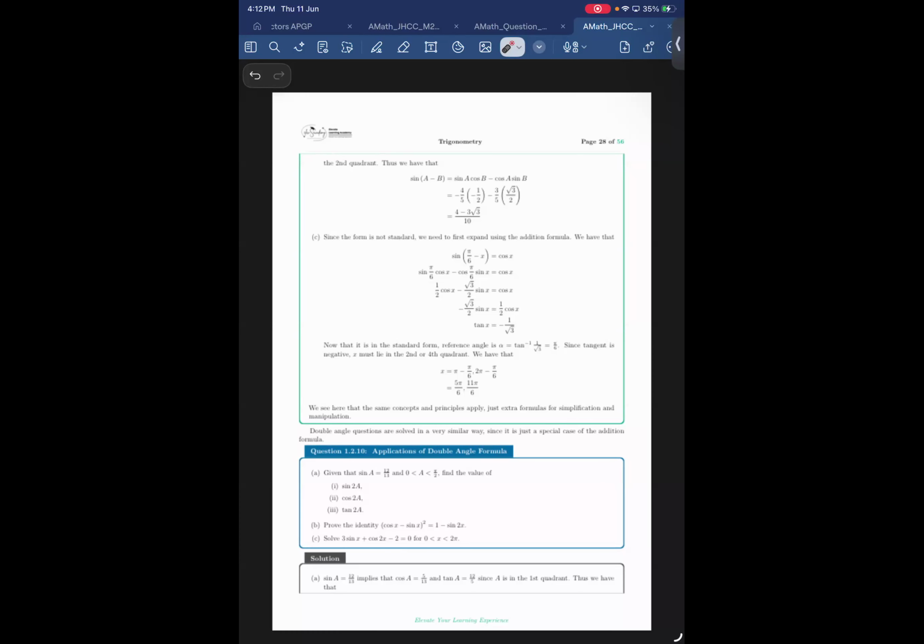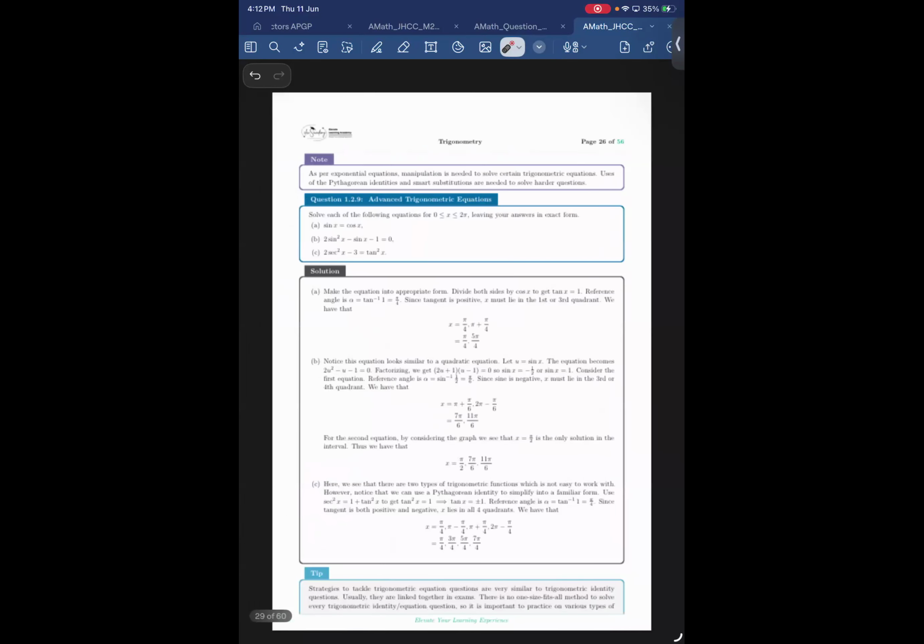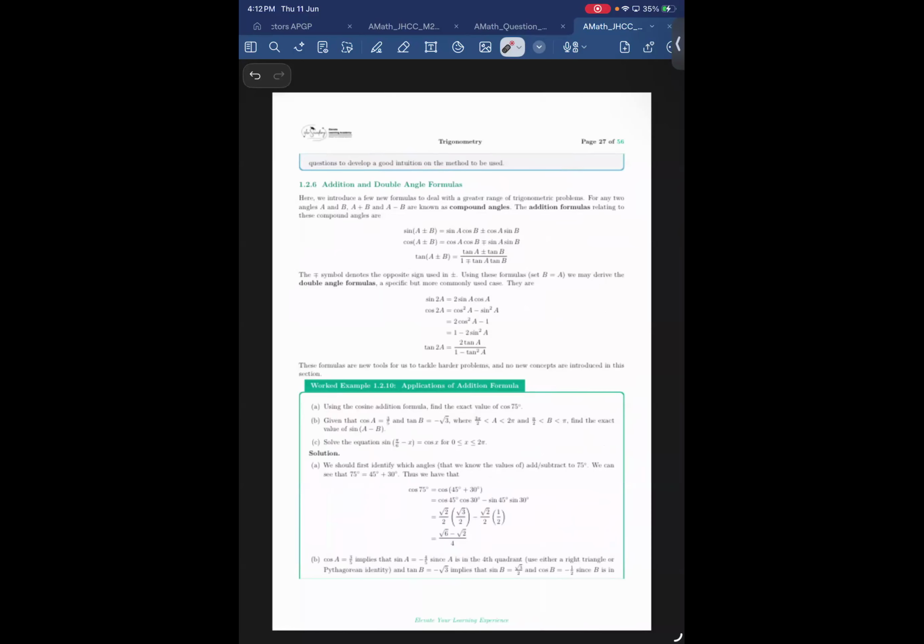Okay, let's continue. Let's finish up with Trigo. There are only two portions left: double angle and addition formulas, and then R formula. I think addition and double angle, as I mentioned, are not too troublesome. Once you do enough questions, you will know when to use them. It should be quite obvious.